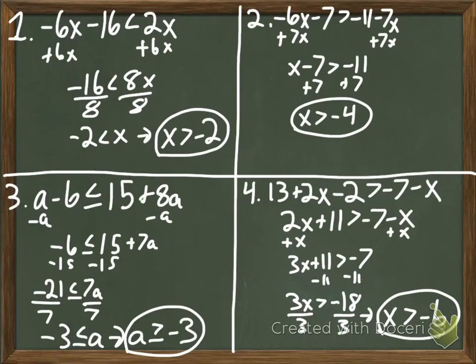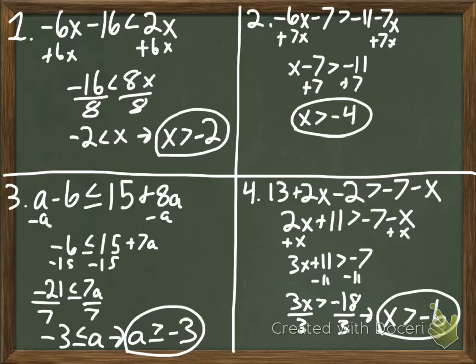Okay, and here are the solutions to the 4 examples. And as you can see here, it's very nice if you are able to move the smaller number to the bigger side, because you don't have to deal with negative numbers and flipping those inequalities. It just kind of saves you one step that you might accidentally make a mistake on.